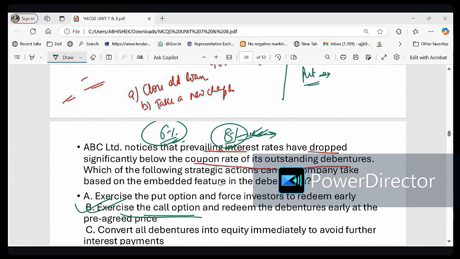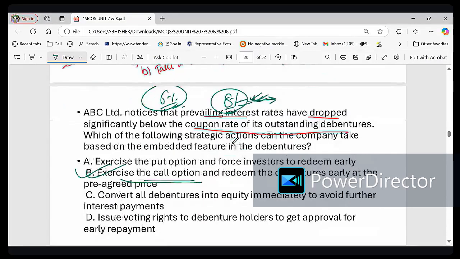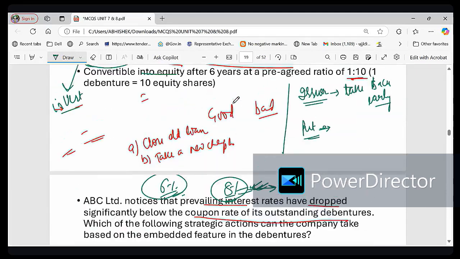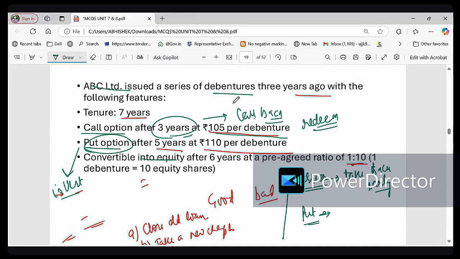Okay, I'm explaining again. See what is happening. Suppose the market rate is 6% and the company's debenture rate is 8%. So the company is at a loss because it is paying an 8% coupon rate to its debenture holder. So they decided to exercise the call option. By exercising the call option, what will happen?